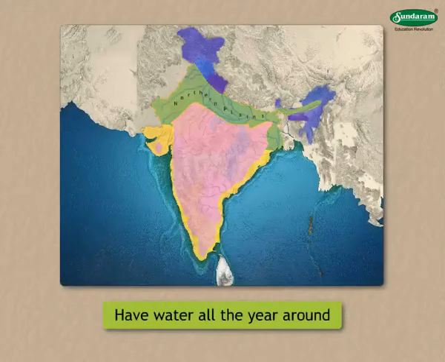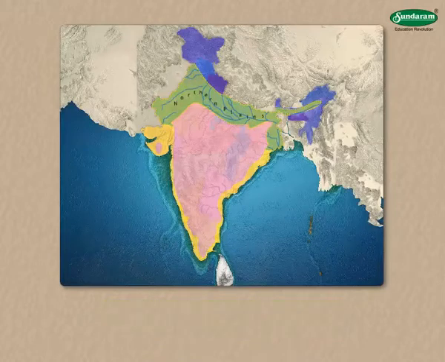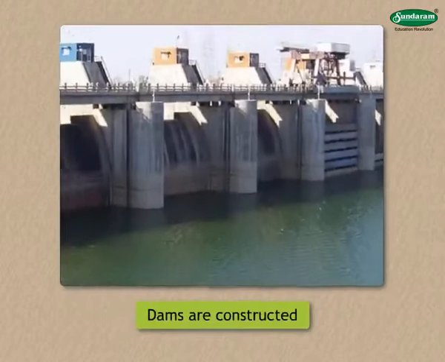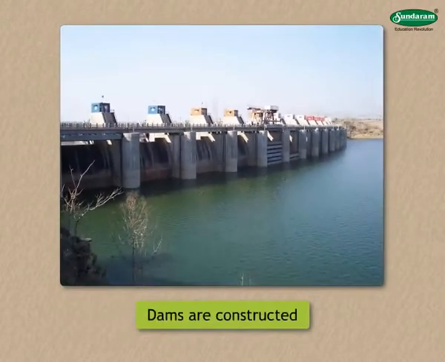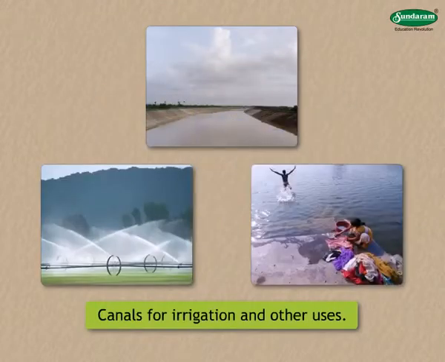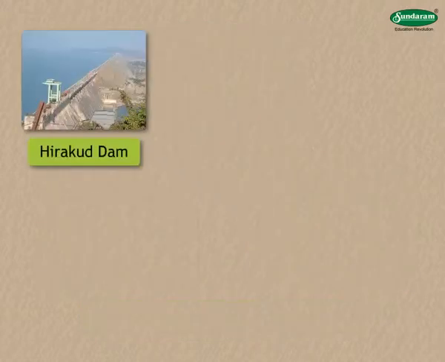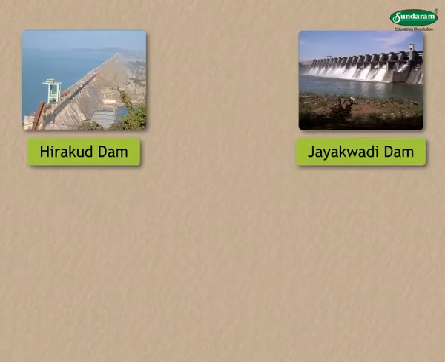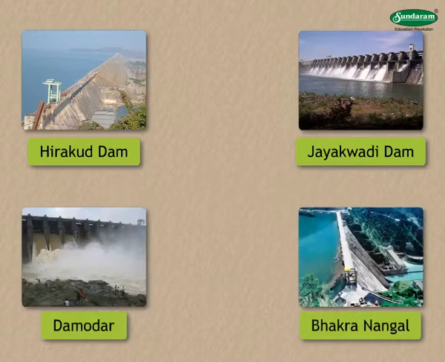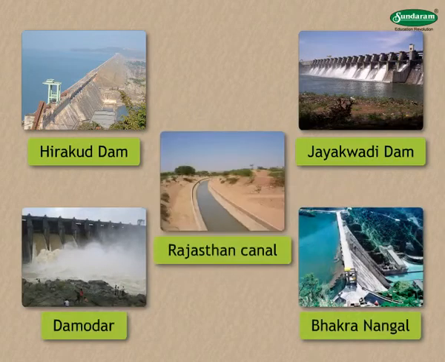The rivers in the northern plains have water all the year round, hence river water is used on a large scale. The rivers on the southern plateau flow for a limited period. Dams are constructed and the river waters are sent to distant areas through canals for irrigation and other uses. Some important examples of this are the Hirakud on the Mahanadi, the Jayakwadi on the Godavari, the dam on the Damodar, the Bhakra Nangal on the Sutlej River and the Rajasthan Canal.